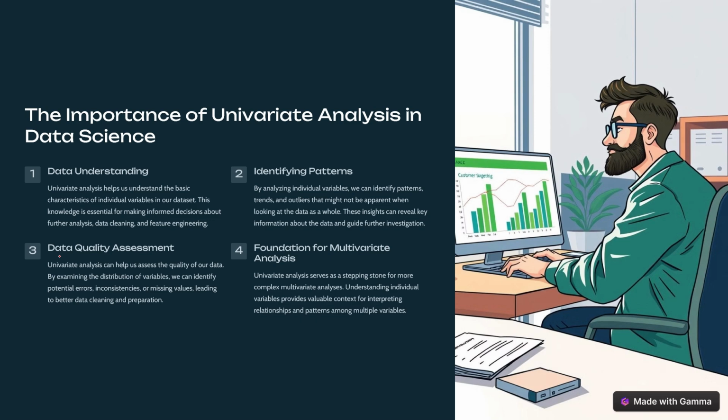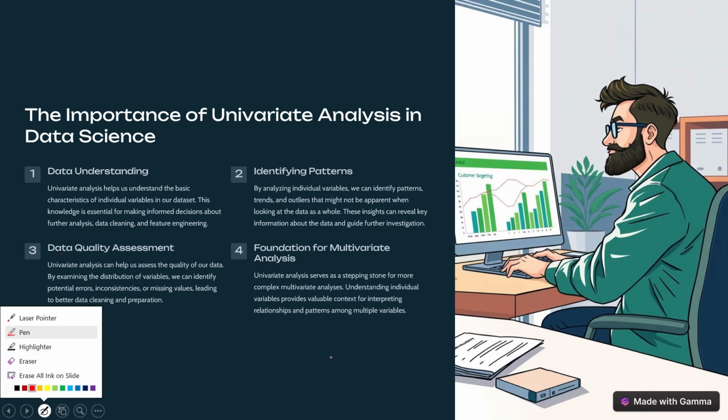Third, data quality assessment. Univariate analysis is also crucial for checking the quality of your data. By examining the distribution of a variable, you can identify errors, inconsistencies, or missing data points. For example, if you are analyzing ages and find that some entries are negative, you know there are problems that need to be fixed.